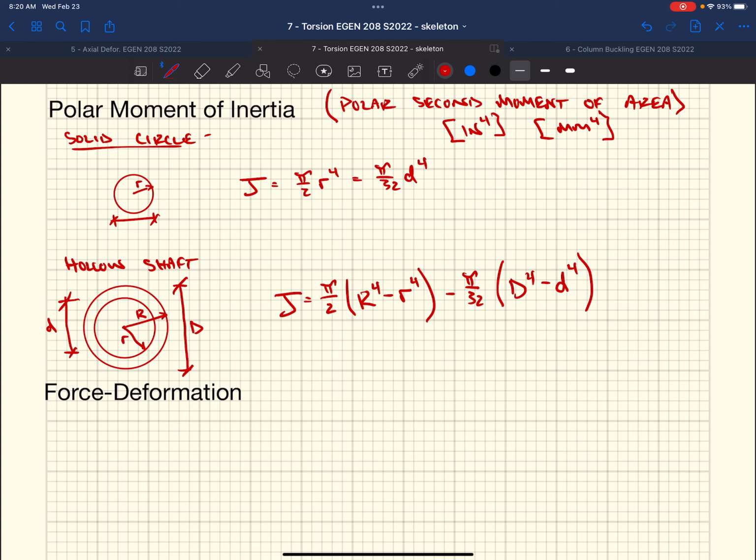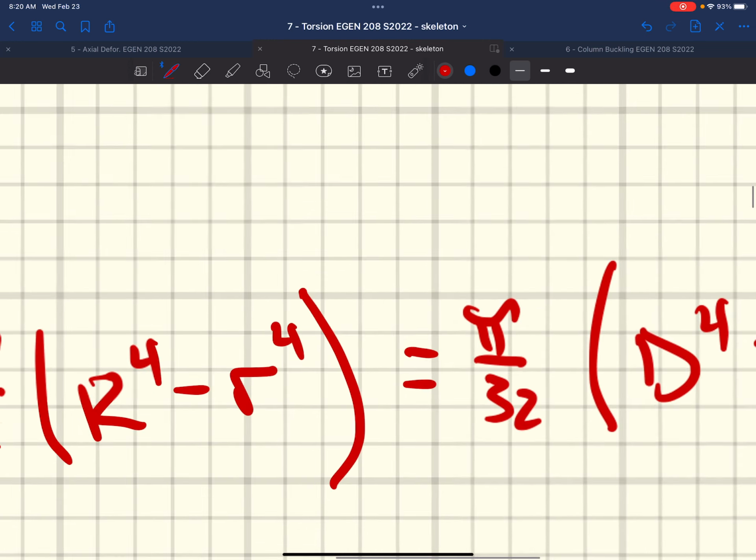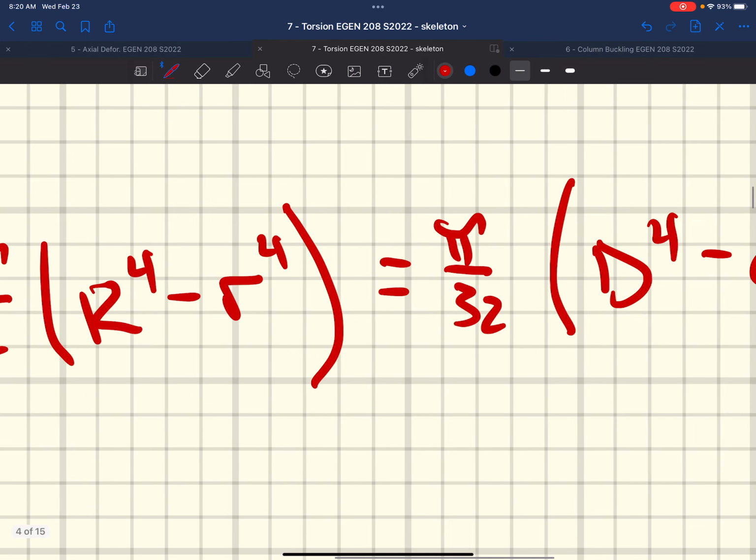Yes? For the solid circle, is that a minus sign, not an equal sign? Oh, other way. Thank you. Where? This was a minus sign right here, not an equal sign. It's really going downhill. This was a minus sign, and now it's an equal sign because that's what it should be.